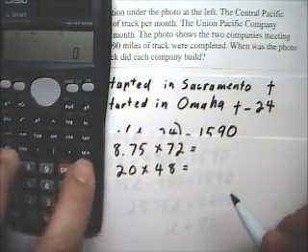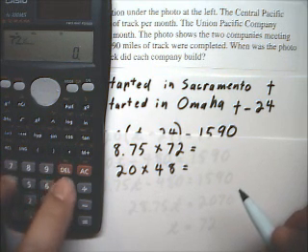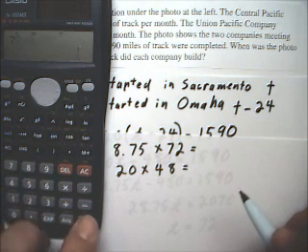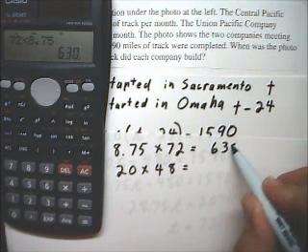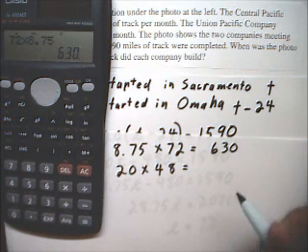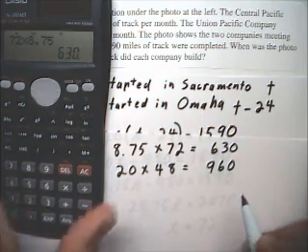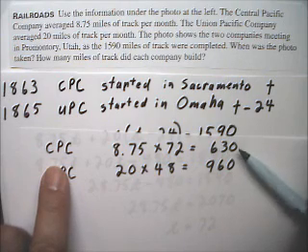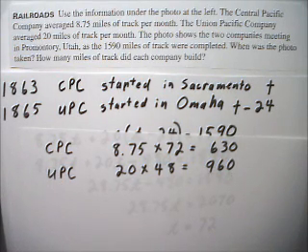So we need 72 times 8.75, and that's 630 miles of track. And 20 times 48, that's 960 miles of track. So the Central Pacific laid 630 miles and the Union Pacific laid 960 miles.